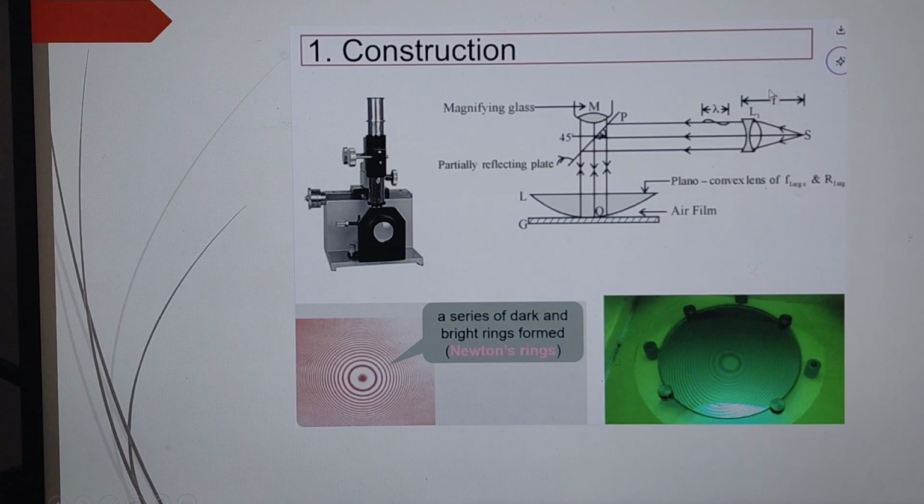Okay, here it is, from the F. What is F? It is from the convex lens to the source. Here it is the focal point or focal length.